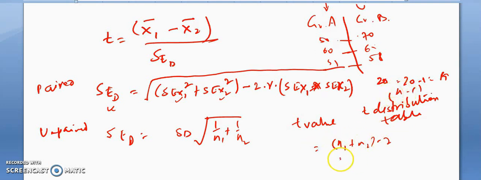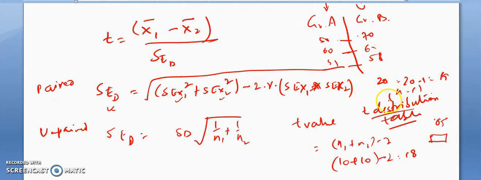If there are two groups with 10 individuals each, the degree of freedom will be 10 plus 10 minus 2 equal to 18. And you have to see in the distribution table at a particular degree of freedom and at a particular, say, 0.05 probability level, what is the value given there. If the table value is greater than your calculated value, then your null hypothesis is accepted.